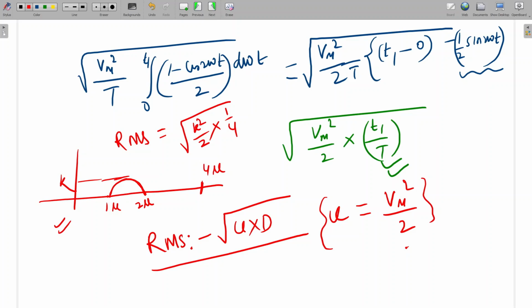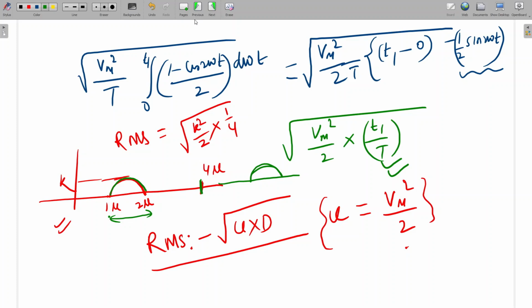Sir, why did you write 1 by 4? See, 1 by 4 means the duty of this waveform. This is the waveform. It is present for 1 microsecond to 2 microseconds, so the total duration is 1 microsecond. What is the time period? Time period is 4 microseconds. Again, this waveform will repeat. This is a repeating waveform. So the duty of the waveform will be 1 by 4. Is it clear? Yes, sir, understood, sir.